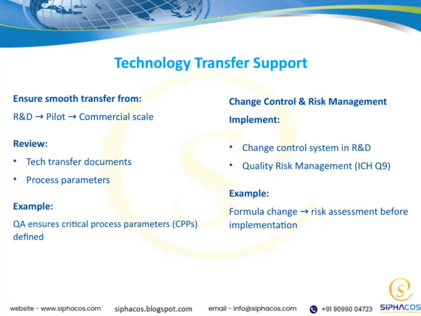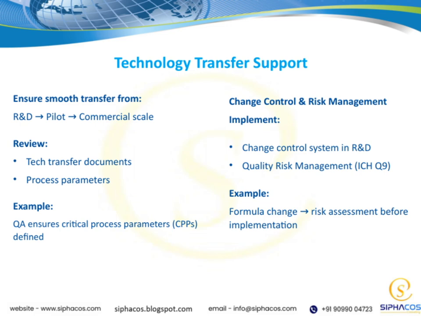Let's talk about change control and risk management. First, it's crucial to implement a solid change control system within R&D to manage any modifications systematically. Alongside this, we apply quality risk management based on ICH Q9 guidelines to proactively identify and mitigate potential risks. For example, when we make a formula change, we conduct a thorough risk assessment before implementing it. This helps us ensure that any adjustments won't negatively impact product quality or process stability.